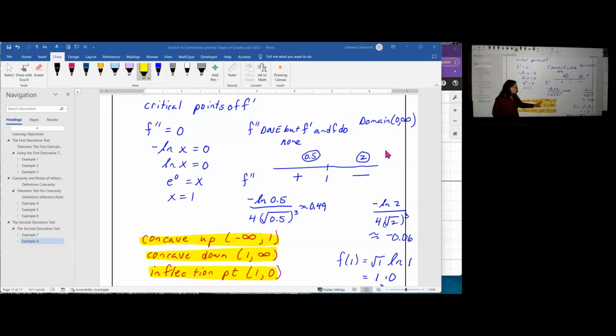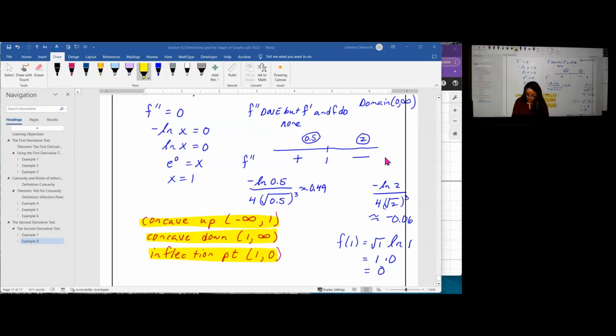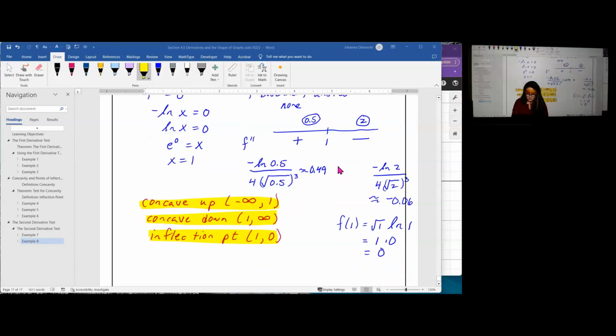Go ahead and write the interval over which it's concave up as negative infinity to 1, and the interval over which it's concave down as 1 to infinity. As the concavity changes, I know that I have an inflection point. Then I substitute the value of 1, the inflection point location, into the original function to get the y value, which turns out to be 0.